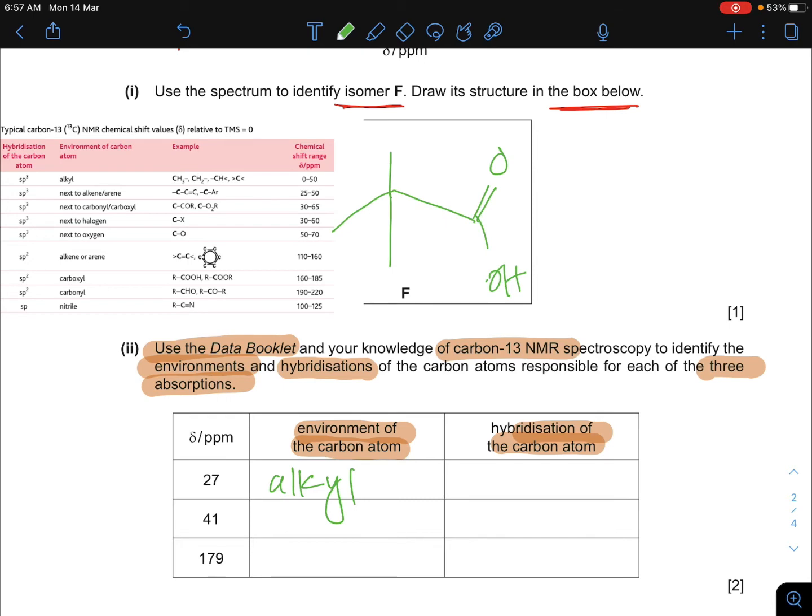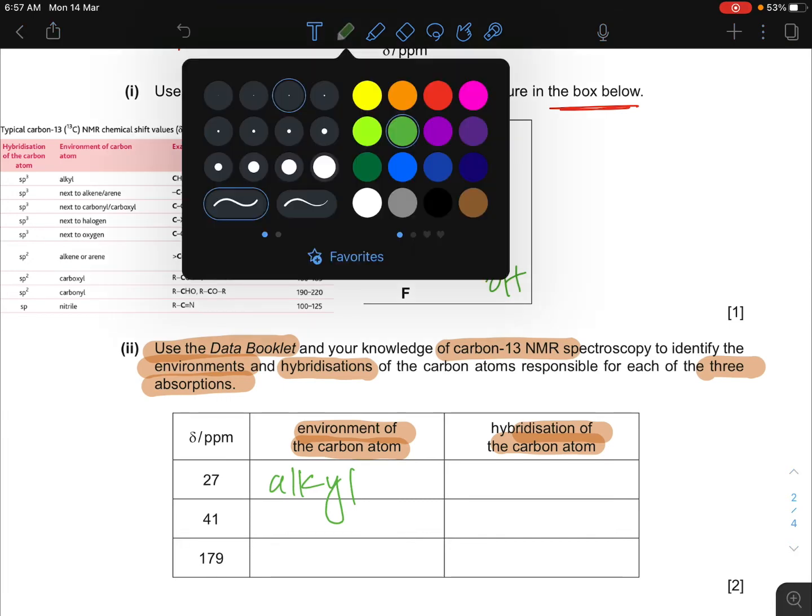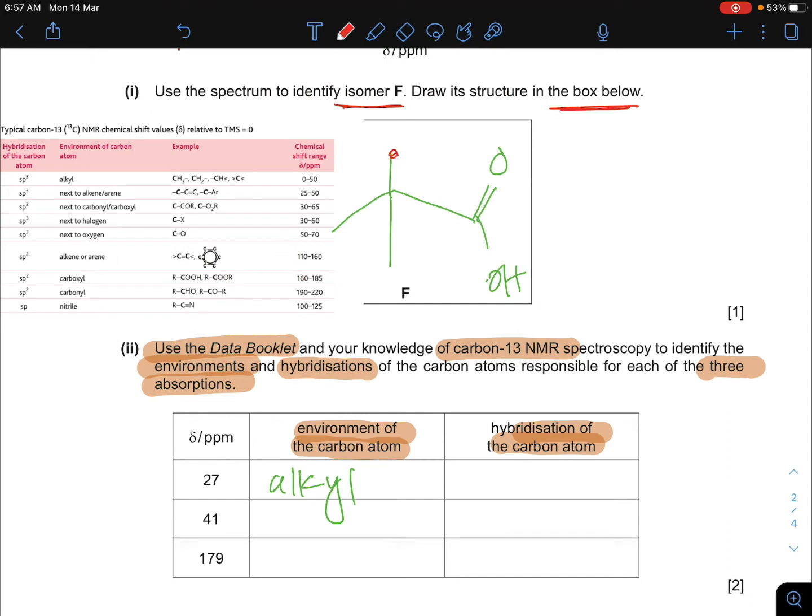Alkyl group, and the hybridization, because we are talking about these 3 carbon atoms. Right, so what is their hybridization? They are attached to 1 carbon and 3 hydrogen atoms. So they are making 4 single bonds, total 4 electron pairs. So that means the hybridization is sp3, no pi bond.